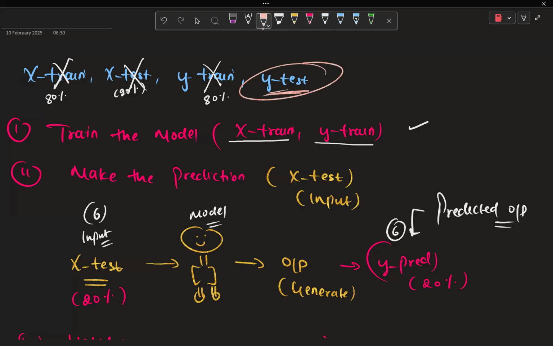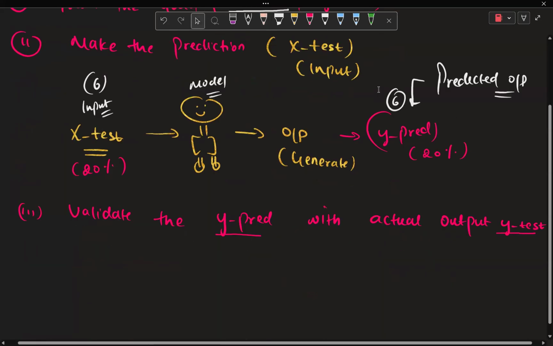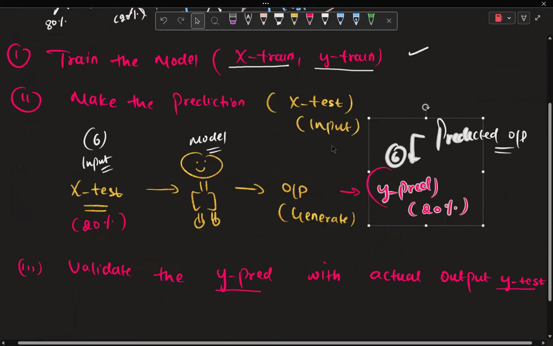Y test. This is used for validation. Actually, this is the answer for these 6 inputs. Yes or no? This is the correct answer. If I ask you one question and you give the answer, is your answer correct or incorrect? How would I decide? First, I should know the correct answer. If I am not aware of the correct answer, how can I validate you? So the 6 outputs given by your model, are they correct or incorrect? Who will validate?